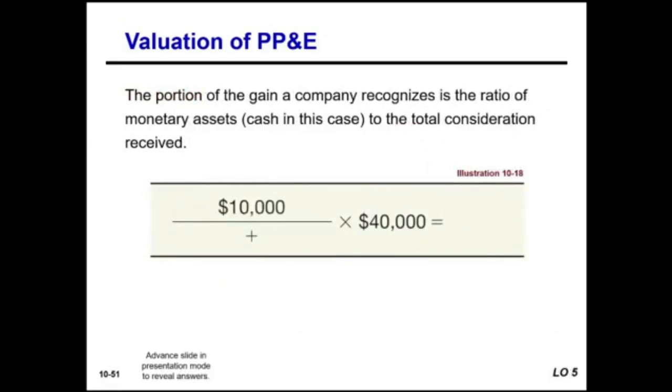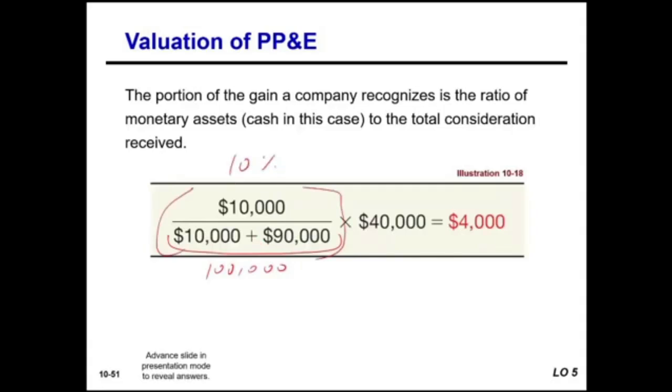So 10,000 is the cash received divided by cash received plus fair value. Okay, so basically what we are saying here is 10,000 divided by 100,000, which is 10%, which is this whole thing equal to 10%. So we're going to recognize 10% of the gain. 10% of the gain of 40,000 is 4,000 gain recorded, guess when? Now we're going to recognize 4,000 now.